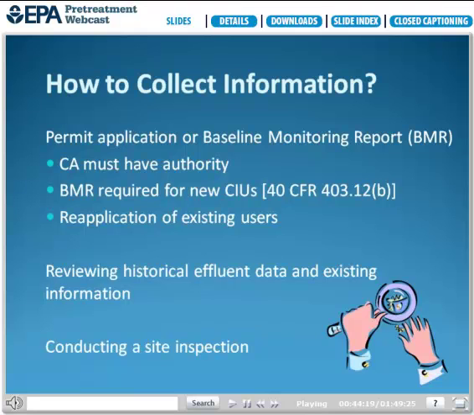Do you ask for additional information using an application form, or do you gather it during an inspection? I'm just brainstorming some ideas for you. Appendix C of the Industrial User Permitting Manual contains an example permit application. Let's say that you use an application form.